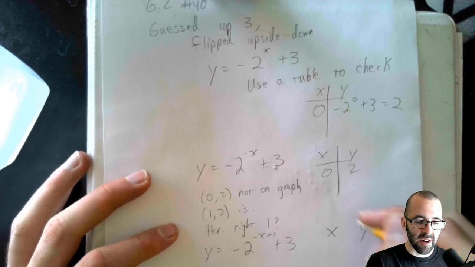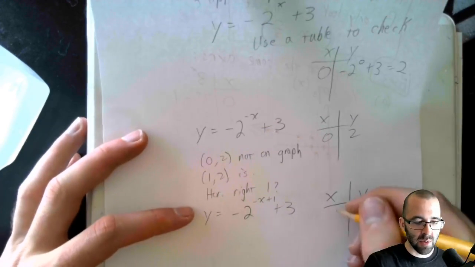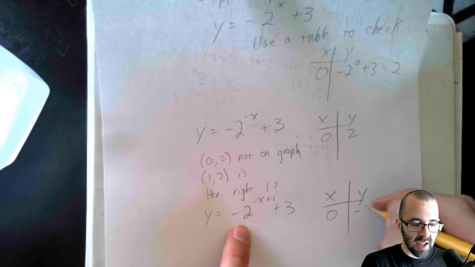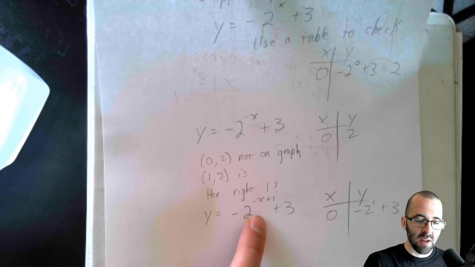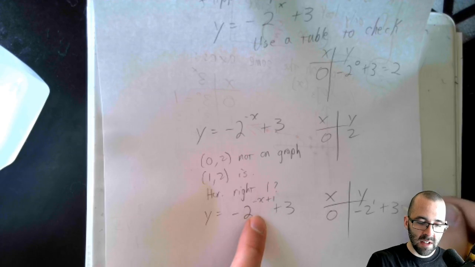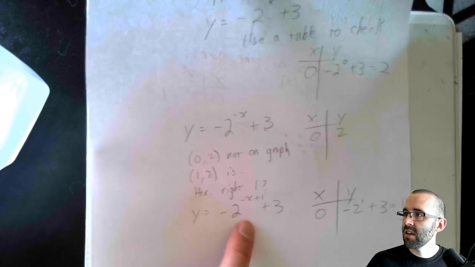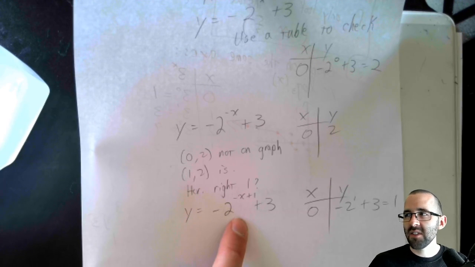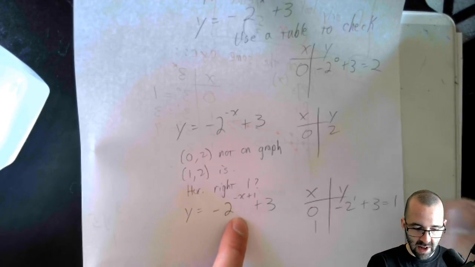Now let's see if this is our answer. Check 2 points. If you check 2 points, that'll always work. If x is 0, y is negative 2 to the first power plus 3. That should be 1. Is the point 0, 1 on this graph? I think there's one of these on the quiz, Lexi. And I don't think it's this problem. 0, 1's on the graph. Good. Let's check a second one to see if we got it right.